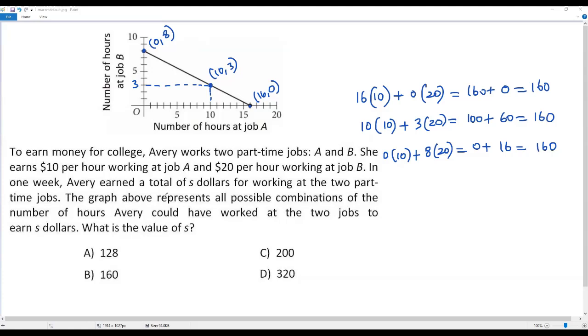According to the information, Avery earned a total of S dollars for working at the two part-time jobs. That is, this S represents the total money she earns in both the part-time jobs. So here, by taking random points on the line, we get the total earnings of $160 for any point. Therefore, the total money she earns in both the part-time jobs A and B is $160. Therefore, the value of S is 160. We find this 160 in answer choice B. The correct answer choice for this question is B.